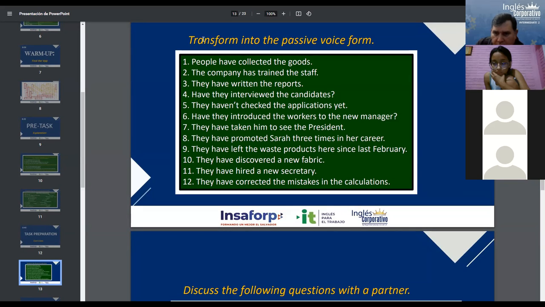When you transform into passive voice, right? Okay. People have collected the goods. People have been collecting. No. People have... People have been collecting the goods. I don't know if someone can continue with the next one.